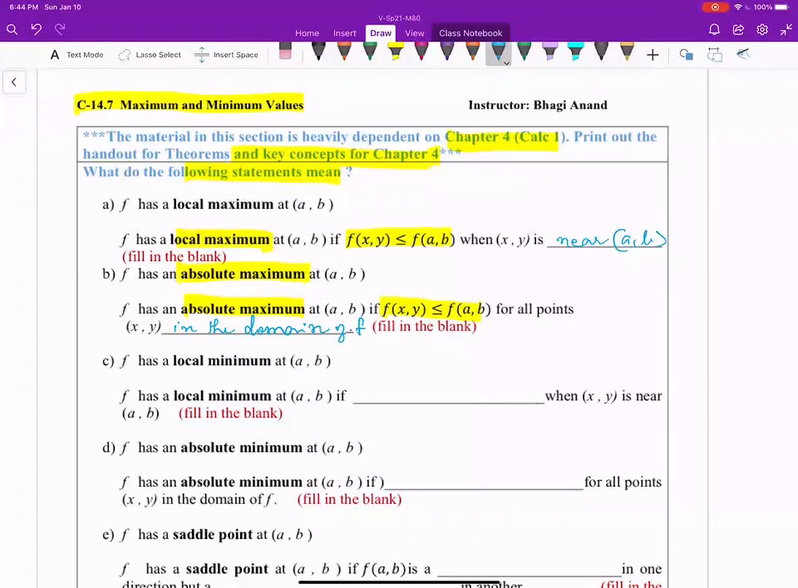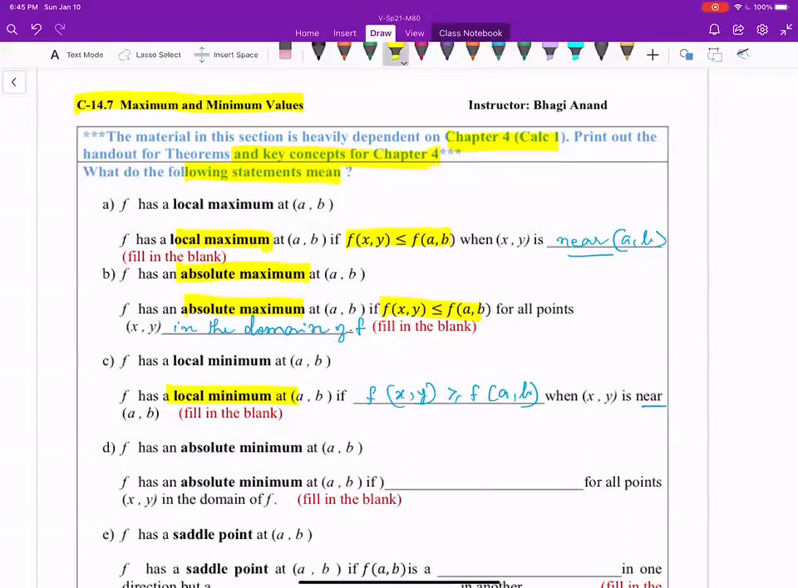F has a local minimum at (a, b) if f(x, y) is more than or equal to f(a, b) when (x, y) is near (a, b). So anytime you talk about local, you will be using the word near, in the neighborhood of (a, b).